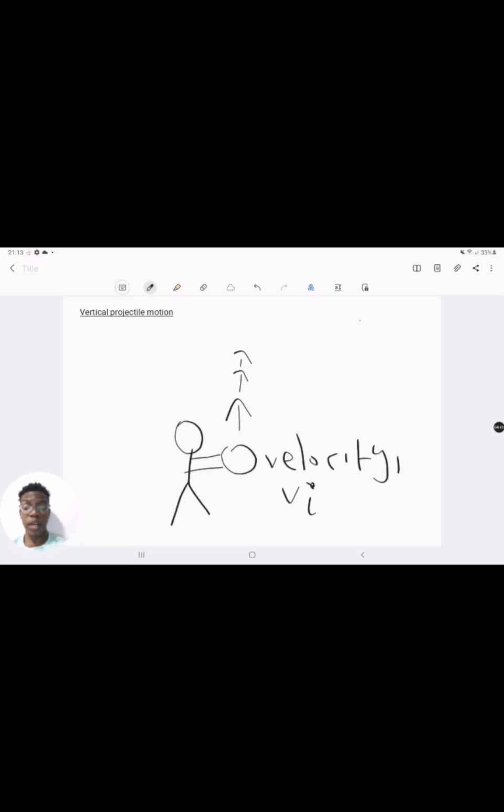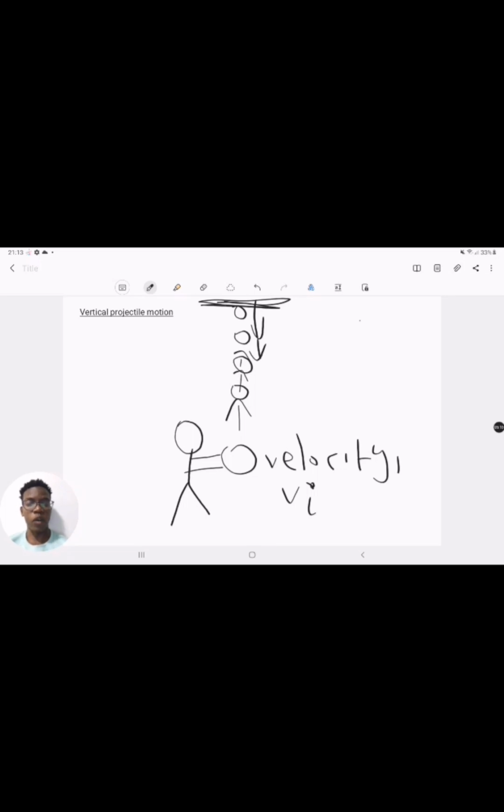Okay, it'll be thrown up with an initial velocity. You've got a boy standing there, he decides to throw the ball up with a certain velocity, with a certain speed, right? As the ball goes up, and up and up, it will slow down, right? If you've ever thrown a ball up, you will realize that as you throw it up, it will slow down up until it reaches its highest point. Then after reaching its highest point, it's gonna come back down towards you.